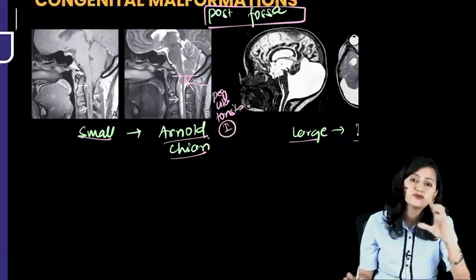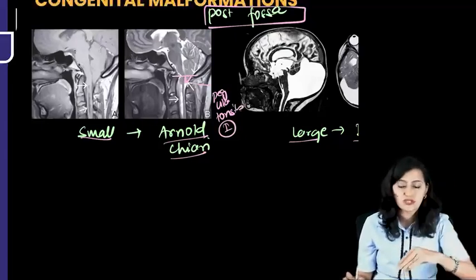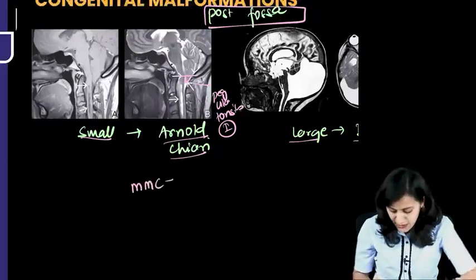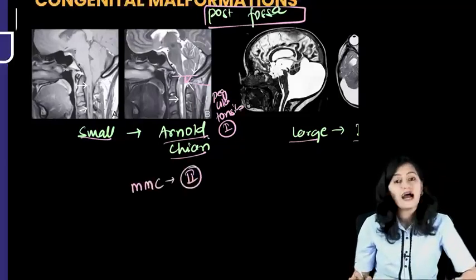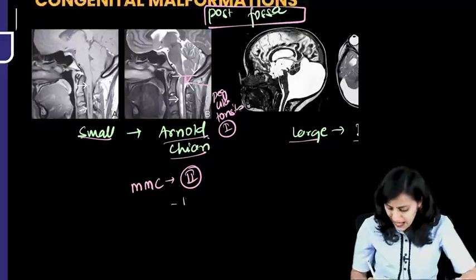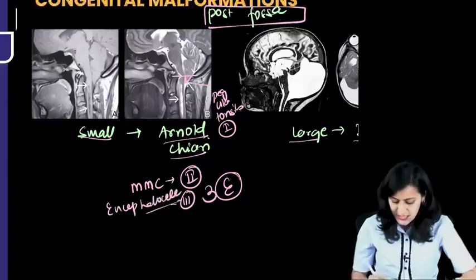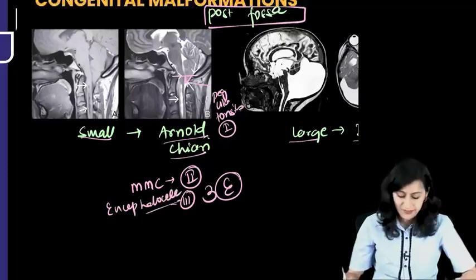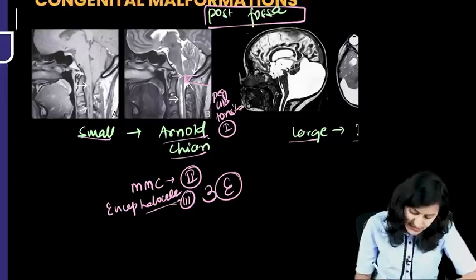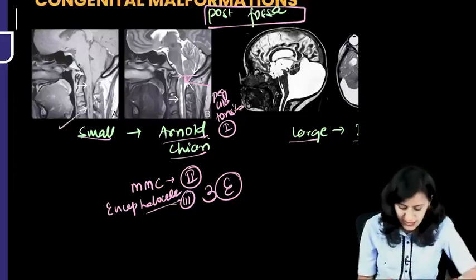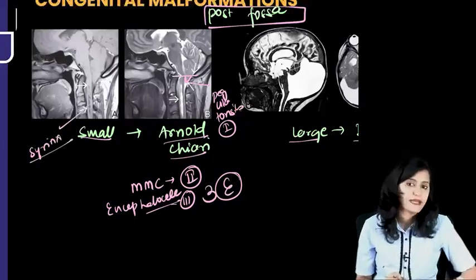In Arnold-Chiari 2, along with that, the brainstem also goes down and we have meningomyelocele associated with Arnold-Chiari type 2. Arnold-Chiari type 3, remember 3 ka ulta is E. We have encephalocele associated in Arnold-Chiari type 3. What else do we see in Arnold-Chiari type 1 is this prominent central canal in the spinal cord, which is called as syrinx or syringomyelia.